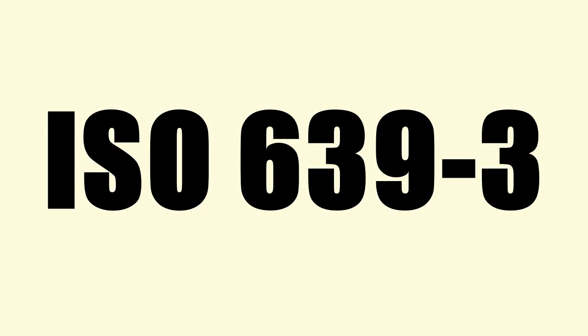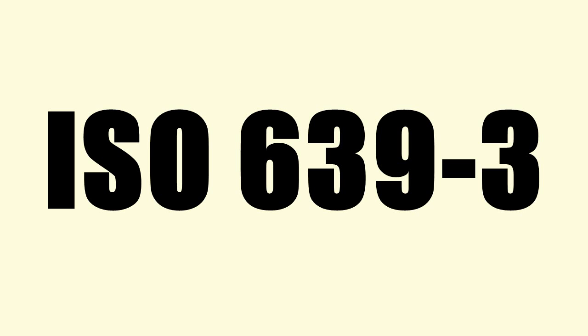ISO 639-3:2007, Codes for the Representation of Names of Languages, Part 3: Alpha-3 Code for Comprehensive Coverage of Languages, is an international standard for language codes in the ISO 639 series. It defines three-letter codes for identifying languages. The standard was published by ISO on 1 February 2007.